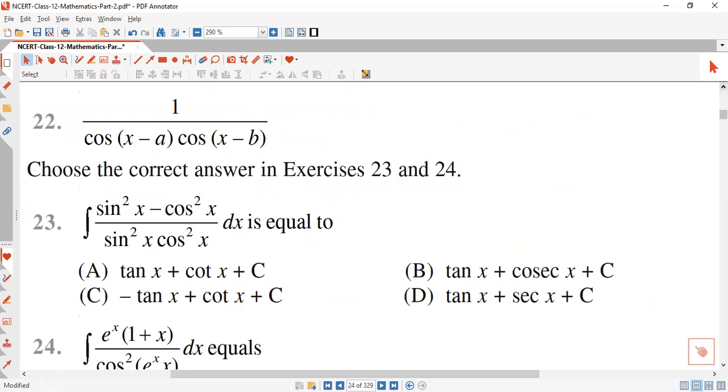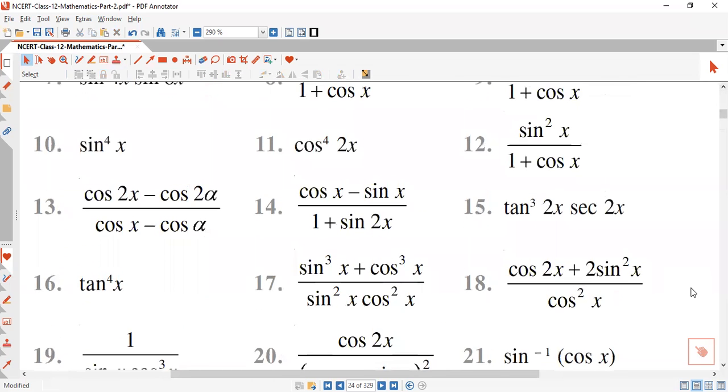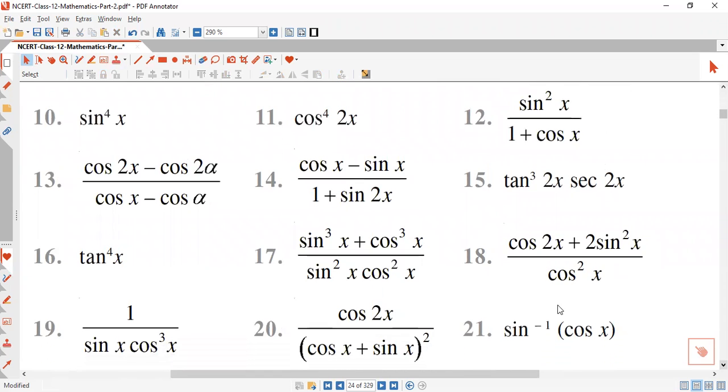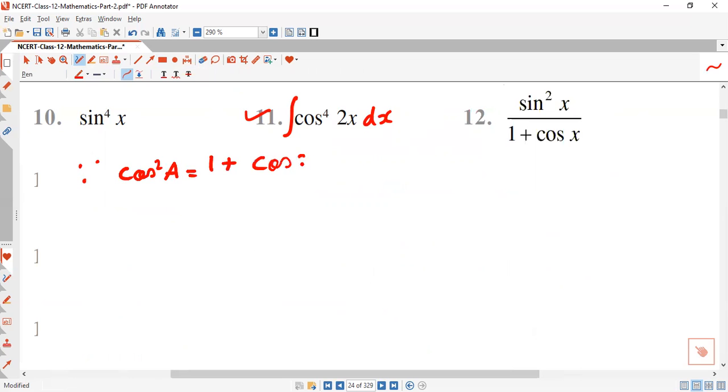Now I will do the next question. Question number 11. See here, now we have a power of cos, 4 power of cos. Similar types of questions are there, and similar formulas we will use here, like question number 10 we did. Since you know very well, cos square A equal to 1 plus cos 2A by 2, we use this formula here.